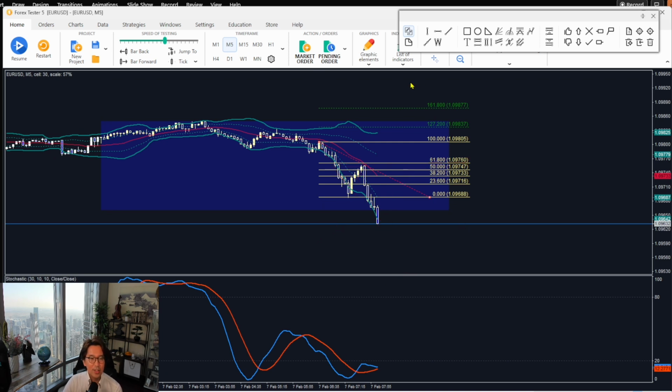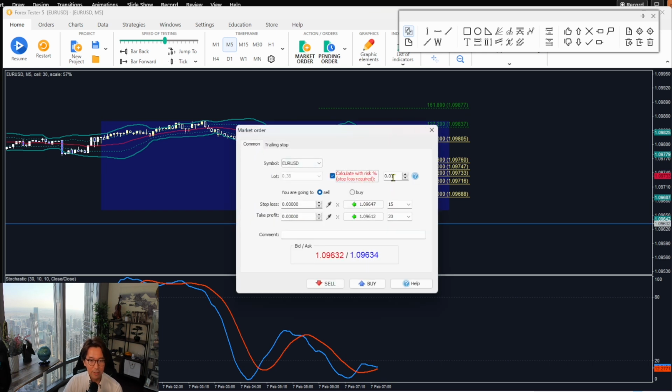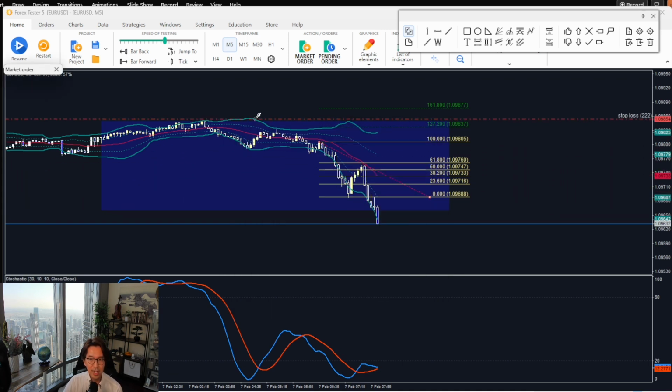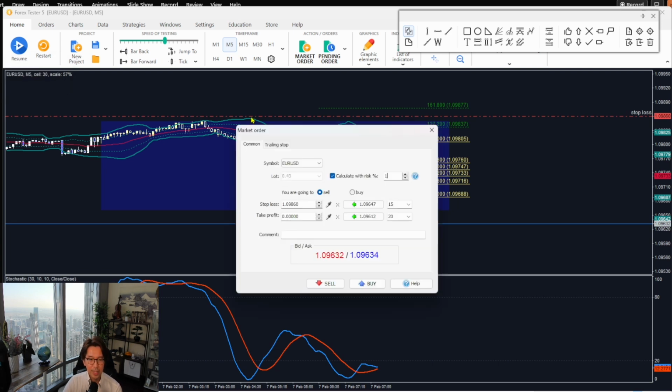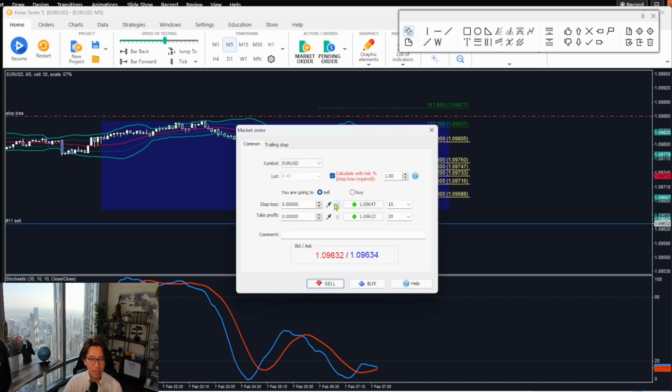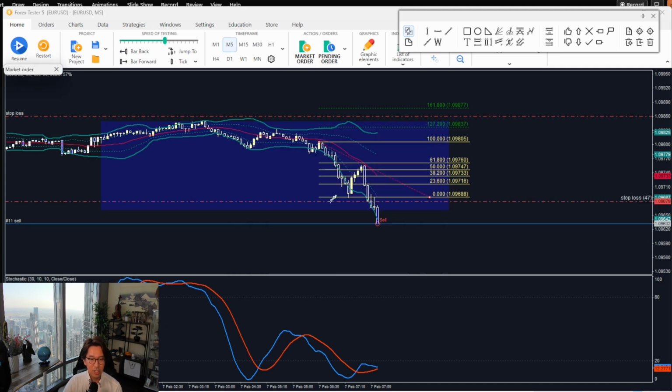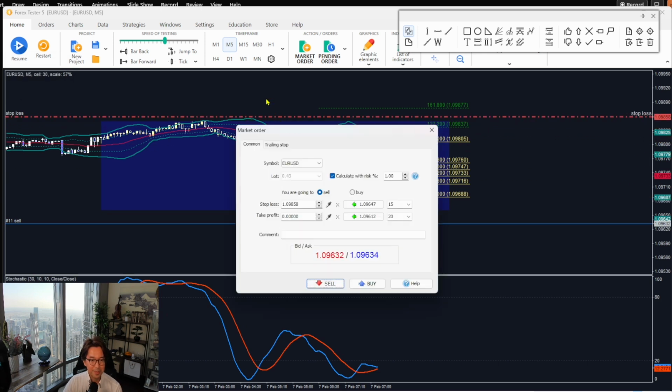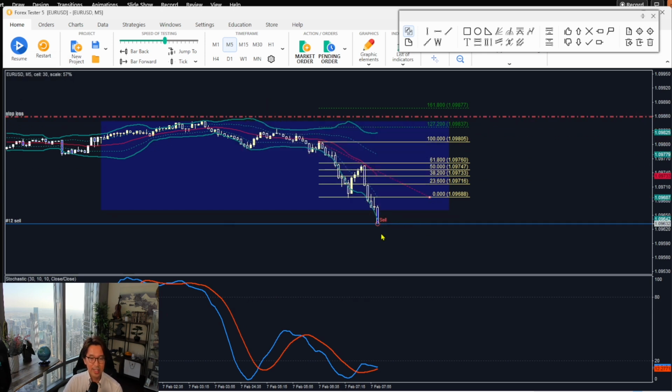Okay, so now let me open the trade, and I risk 1% and put the stop loss above the most recent high here, which is 22 pips, 23 pips or so. So I take 1 position sell, 1 stop loss, and as you know, I take 2 entries, 2 stop losses. So I take another sell with 1% risk, put the stop loss exactly on the same level, and this is how I enter a sell trade. So let's see how it plays out.